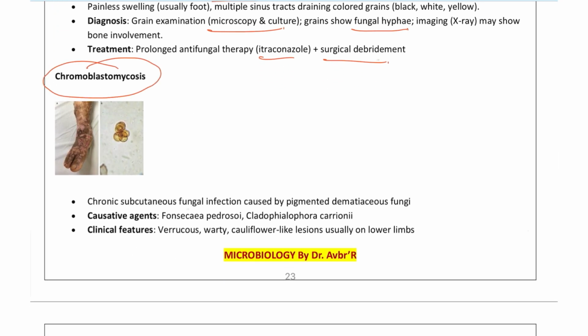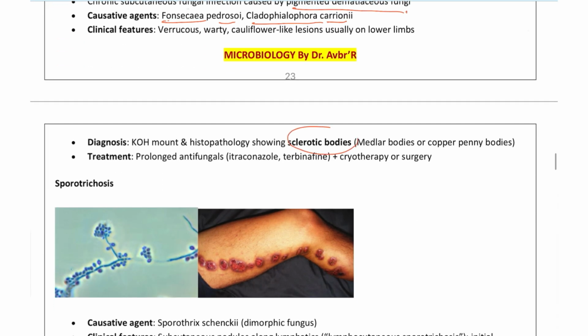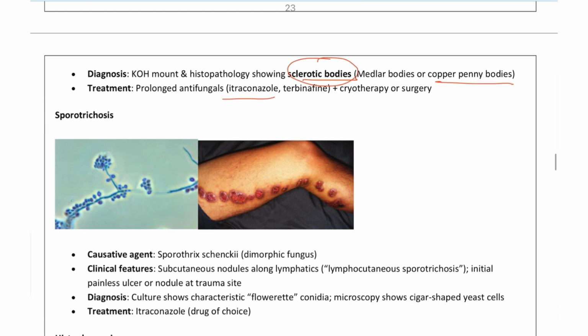Chromoblastomycosis, you are going to see these pigmented dematiaceous fungi with copper penny bodies on the microscope and cauliflower lesions on the patient's legs. What are the species? Fonsecaea pedrosoi or Cladophialophora carrionii. These are the species associated with chromoblastomycosis. And next, they are muriform bodies, sclerotic bodies or copper penny bodies. Again, the common drug is itraconazole.